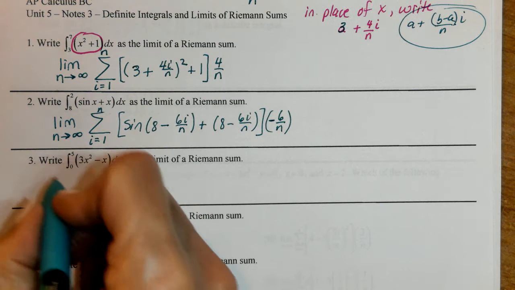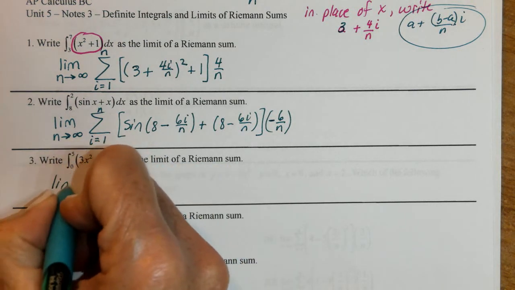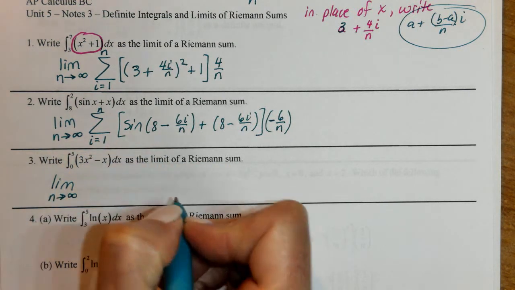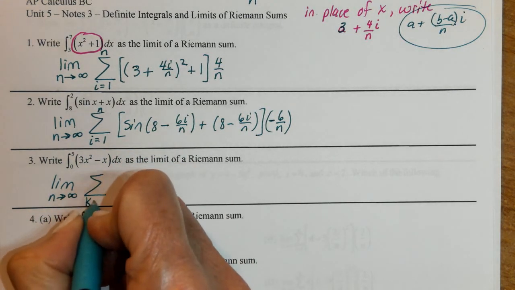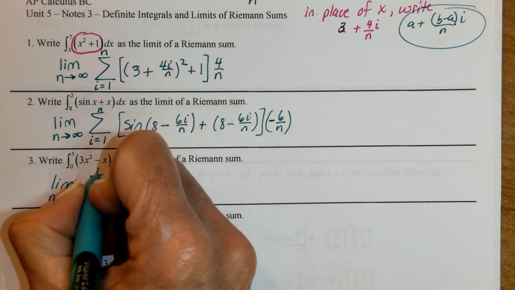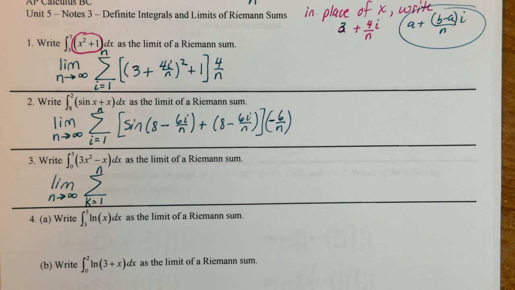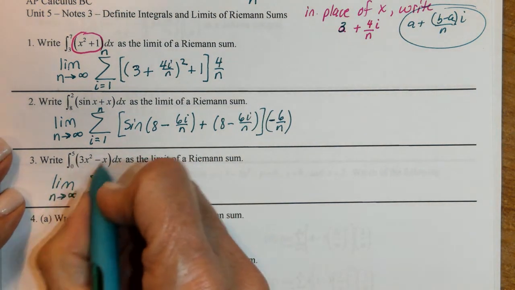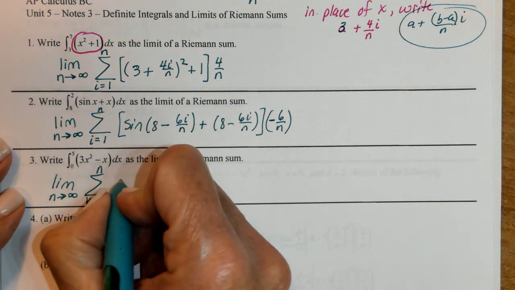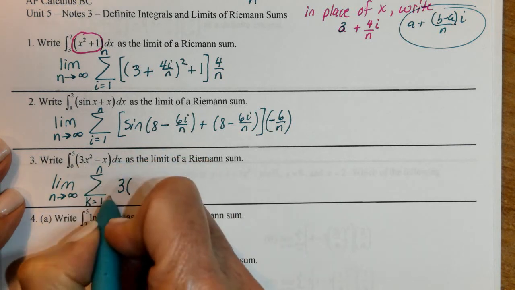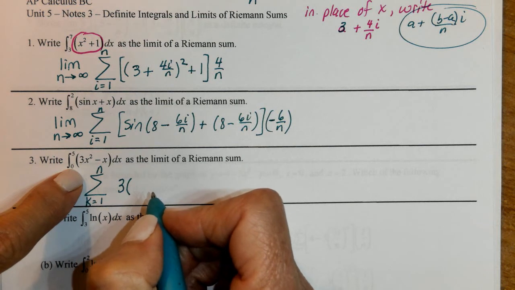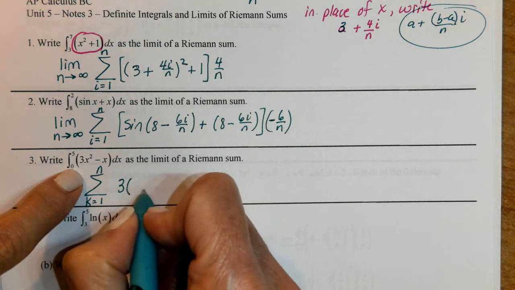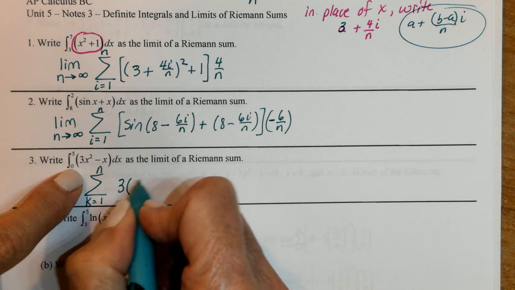Number 3. Limit n goes to infinity, number of rectangles goes to infinity, sum. This time I'm going to use a k just to show you that you can use different letters here. 1 to n. All right. I have 3x squared. So I have 3 times, in place of the x, I'm going to write... A here is just 0. So if you want to write 0 plus, you can, but I'm just going to leave that blank.